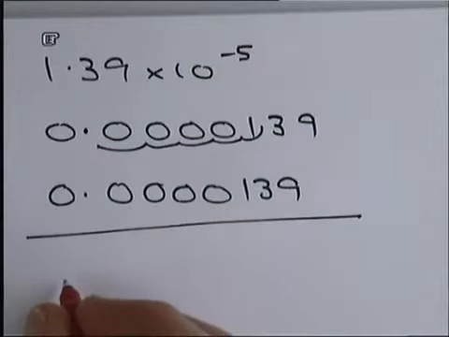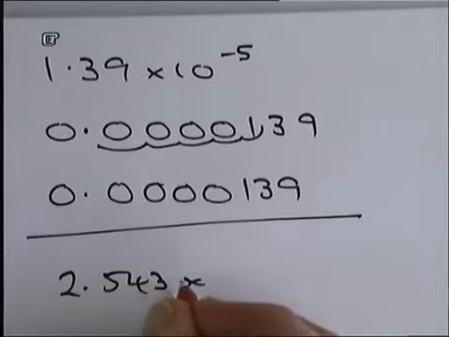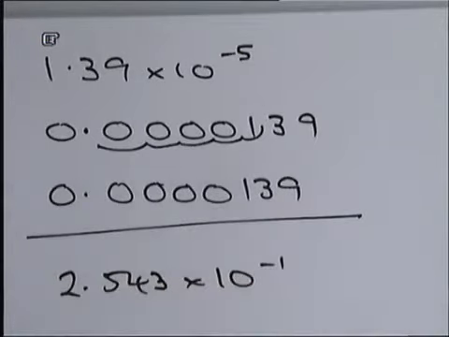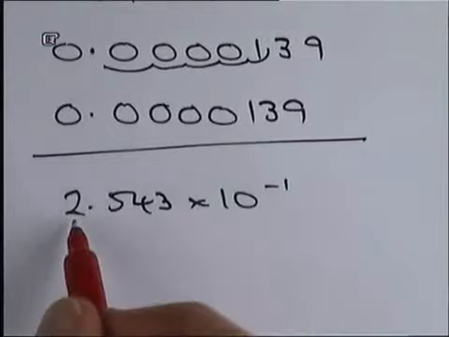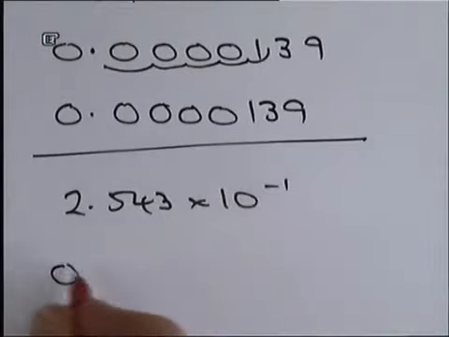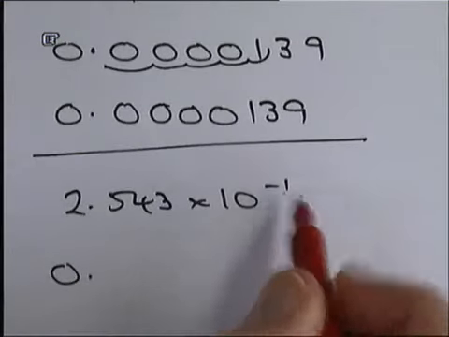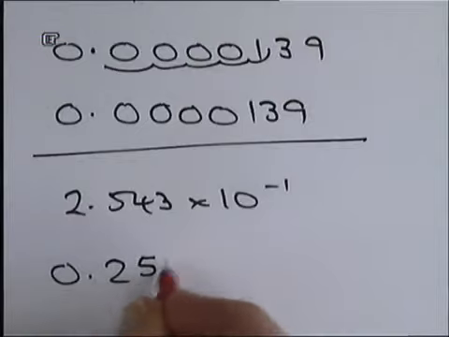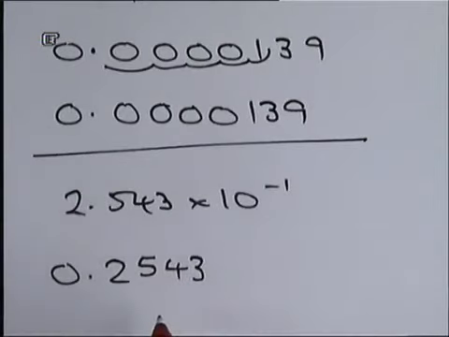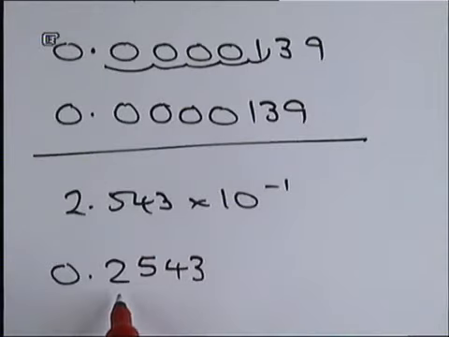So if we had another one, if I had 2.543 times 10 to the minus 1, this 2, because of the minus sign, well I know it's a 0 point, this 2 will have to be the first thing after the decimal point. So then I can write the rest of my number down. The minus meant it was a 0 point. The 1 meant the 2 was in position 1 after the decimal point.